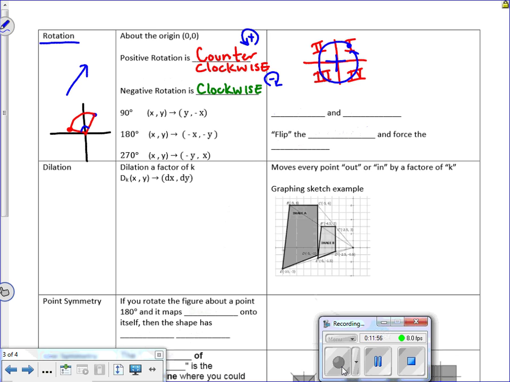So now we have 90-degree rotation, and there's a rule for that. You just take it, you flip the coordinates, and you change that one to an opposite. And these are just here as a formality. I have a much easier way for you to do it if you follow me. So this is what I call the flip and force. I'll show it to you in the lesson when we get there. For now, just write this in here for reference sake.